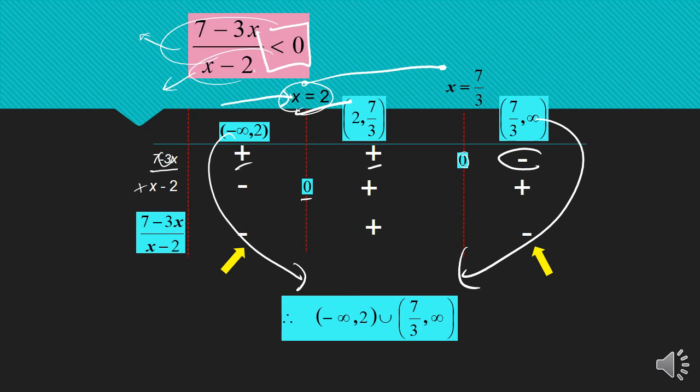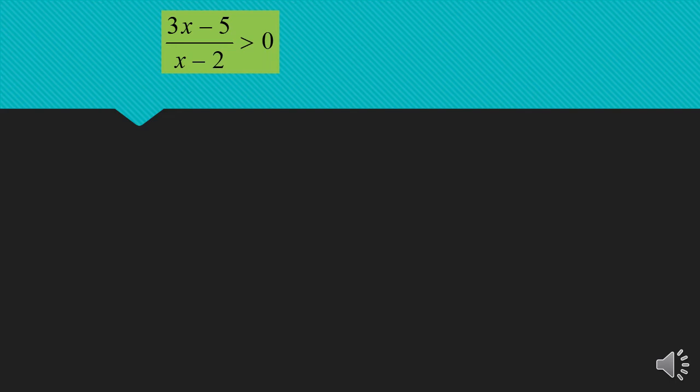We need to solve for the right hand side of the inequalities. So 3x minus 5 over x minus 2 more than 0. So we repeat the same thing as the left hand side of the inequality. So the first one is to draw the table of sign. So we have root of 2 and root of 5 over 3. So 5 over 3 is less than 2, so 5 over 3 should be on the left.